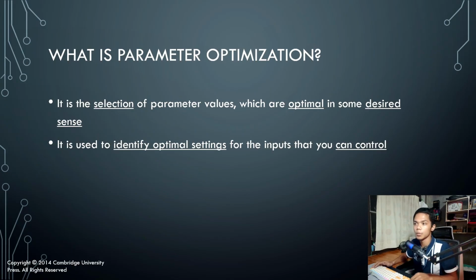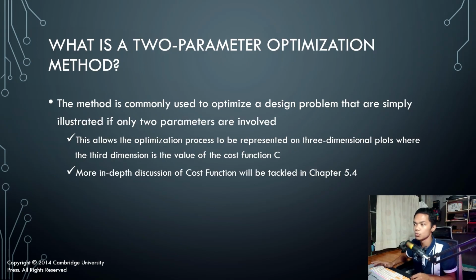What is parameter optimization? It is the selection of parameter values which are optimal in some desired sense. It is also used to identify optimal settings for the inputs that you can control. Now, what is a two-parameter optimization method?